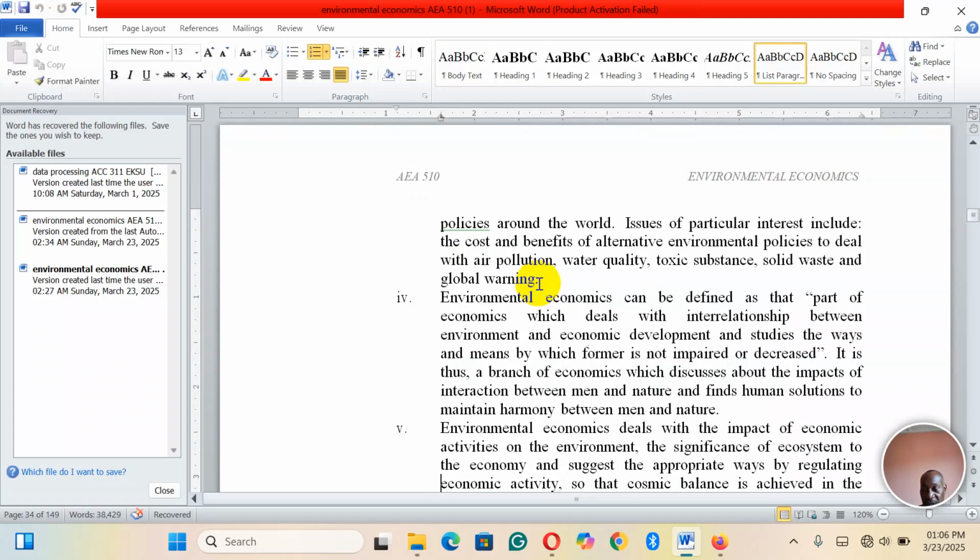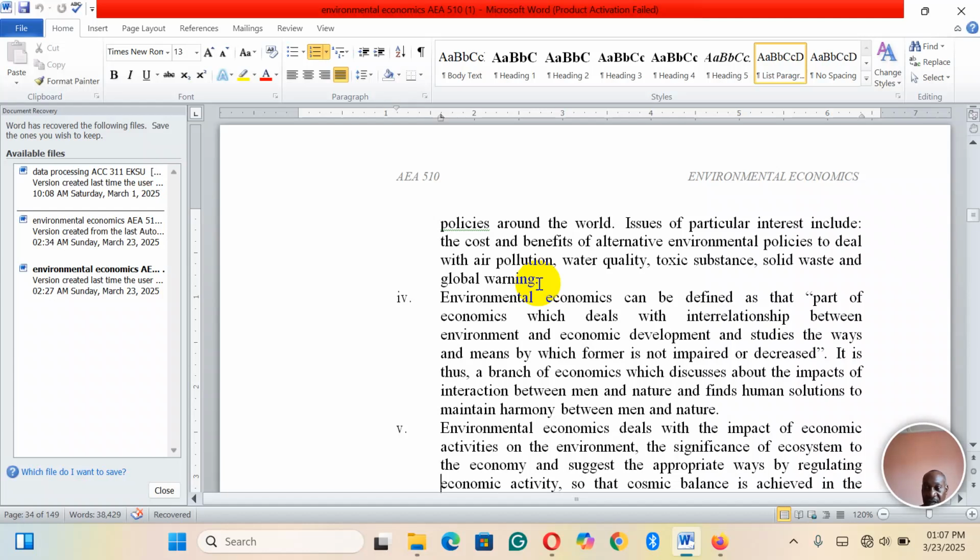Then we also quickly look at environmental economics. It can also be defined as a part of economics which deals with the interrelationship between environment and economic development, and studies the ways and means by which environmental quality is inspired or decreased. So it is thus a branch of economics which discusses the impact of interaction between men and nature, and finds human solutions to maintain harmony between men and nature.